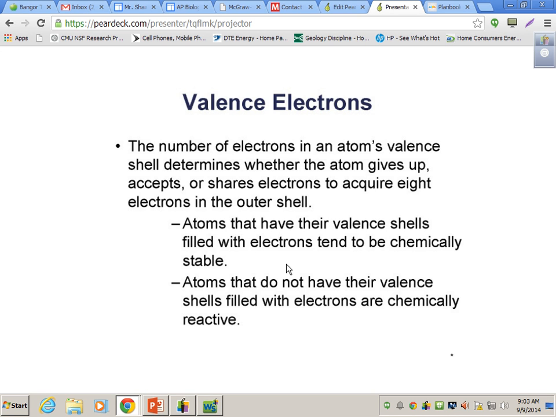All right, so atoms that have a full valence shell of electrons are chemically stable, meaning they aren't going to bond. Atoms that do not have their valence shells filled with electrons are chemically reactive. So pretty much everything else on the periodic table is somewhat reactive, except for our noble gases. So hydrogen is very reactive.